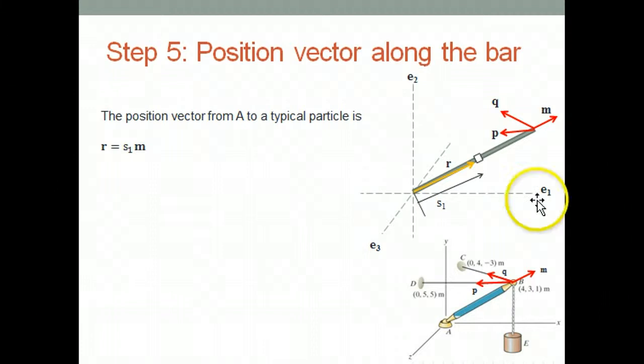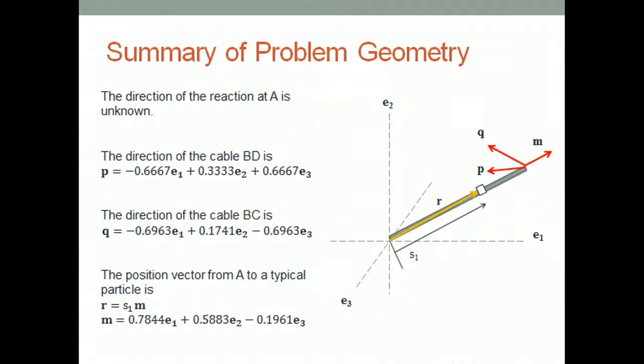We use the geometric variable S1 to define any position along the bar as our magnitude. The direction is signified by M, which was found in the previous step. Therefore, our position vector to any point along the bar is R equals S1M. We now have our final problem geometry and setup information.